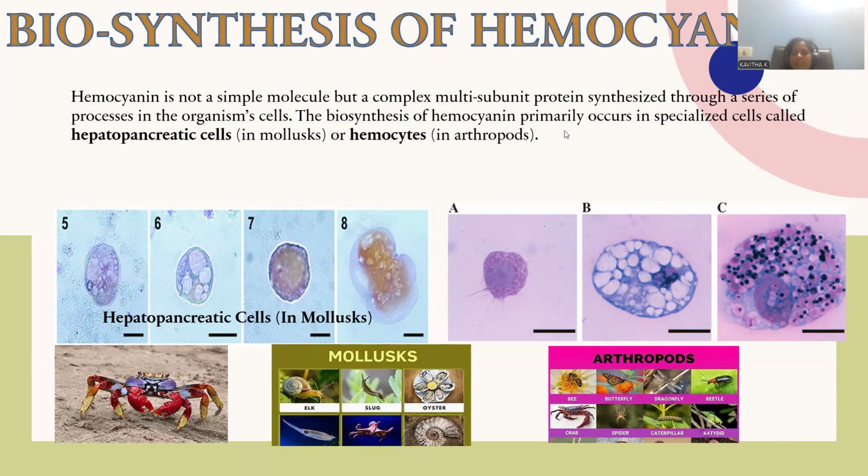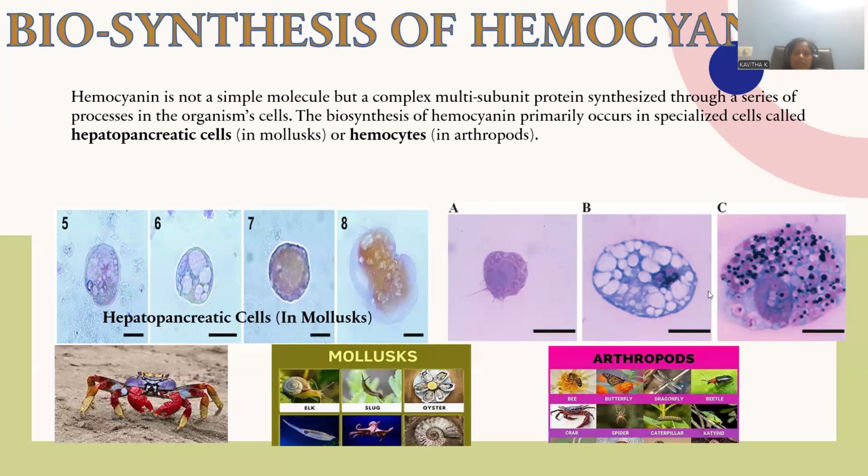So biosynthesis of hemocyanin primarily occurs in specialized cells called hepatopancreatic cells. Hepatopancreatic cells are nothing but liver and pancreatic cells together, taking the platform for the biosynthesis of hemocyanin, and these cells are responsible for hemocyanin synthesis in molluscan species, shell-containing species. And hemocytes are other spots where the synthesis of hemocyanin occurs, and these are present in arthropod species, right? So here, hepatopancreatic cells in molluscans, you can clearly observe these are the origin. These are the starting point for the synthesis of hemocyanin.